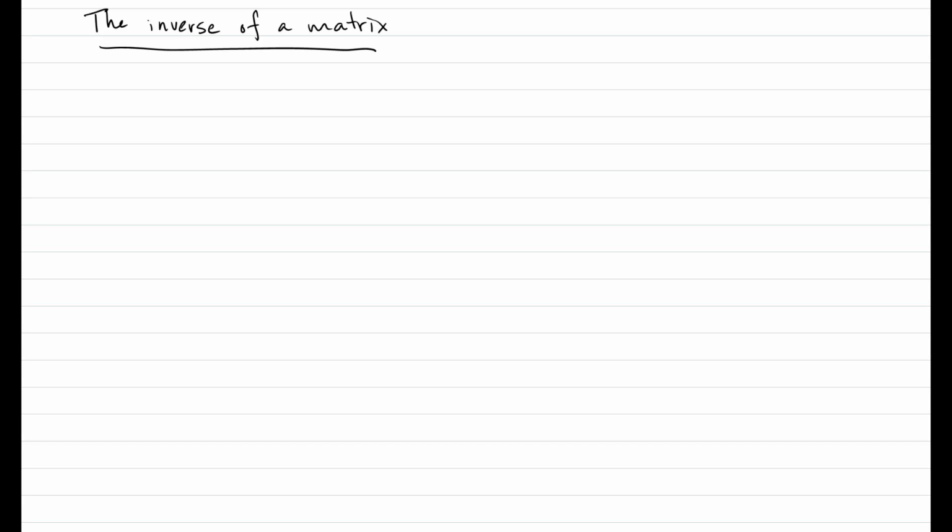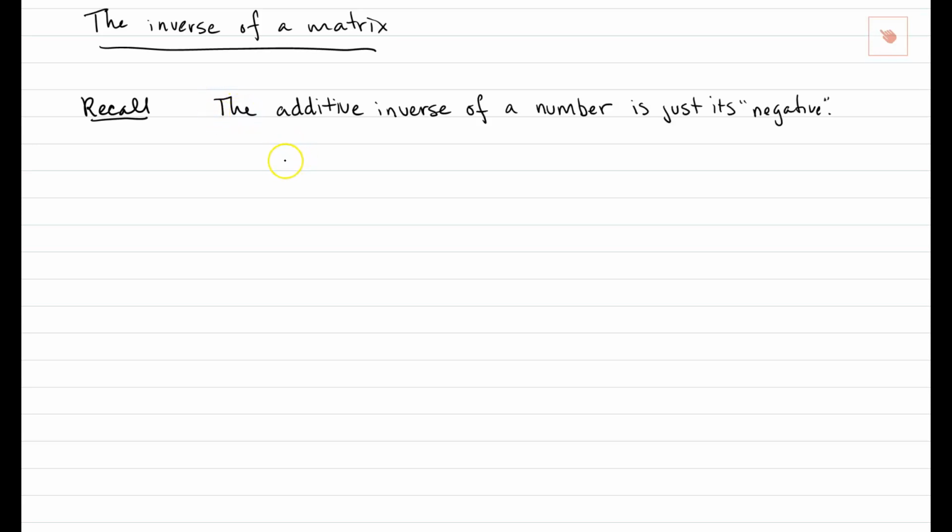In this video, we're going to introduce the idea of the inverse of a matrix. So just to remember, there are inverses of numbers that we talk about all the time. For example, the additive inverse of a real number is just its negative. For example, the additive inverse of 3 is -3. And the reason that's the additive inverse is because if we take 3 and add to it its additive inverse, that gives us 0, which is the additive identity.